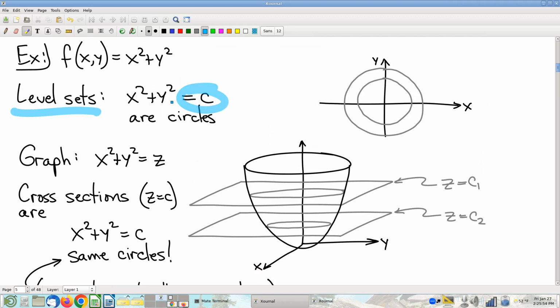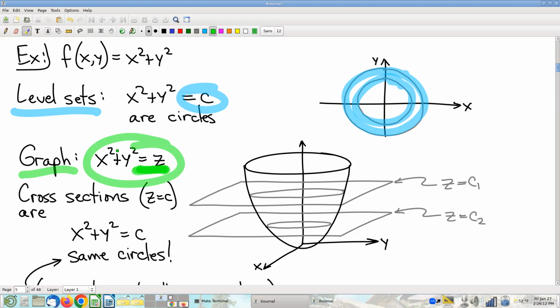Level sets of this function x squared plus y squared we've already talked about. There are these circles. Right? Now let's think about the graph of this same function. Keep in mind graph means I set it equal to z. Now we've got to talk about how to understand this equation here. We've got x squared plus y squared equal to z. This will be our first example of taking some sort of weird surface with three variables, trying to understand it. There are some very powerful tools I'm going to show you for this that we probably won't get to today.